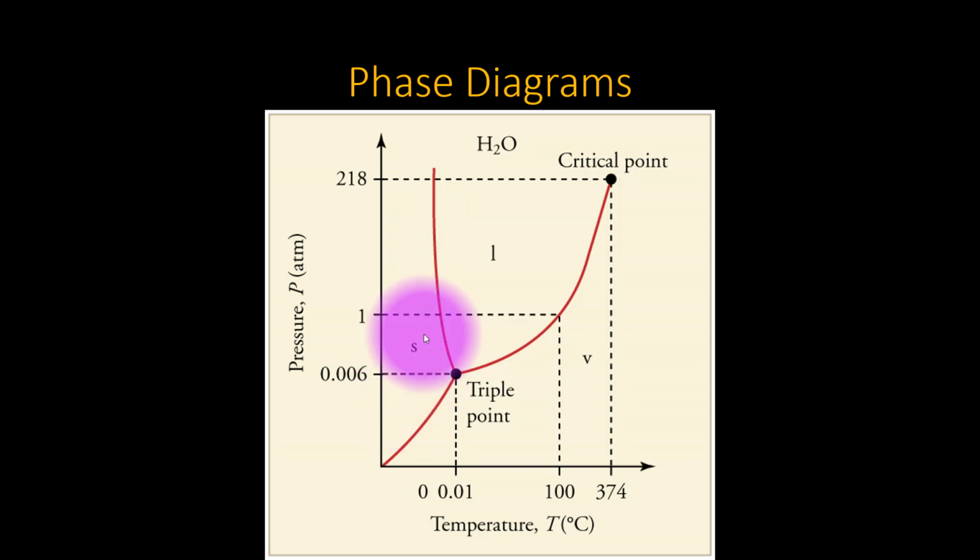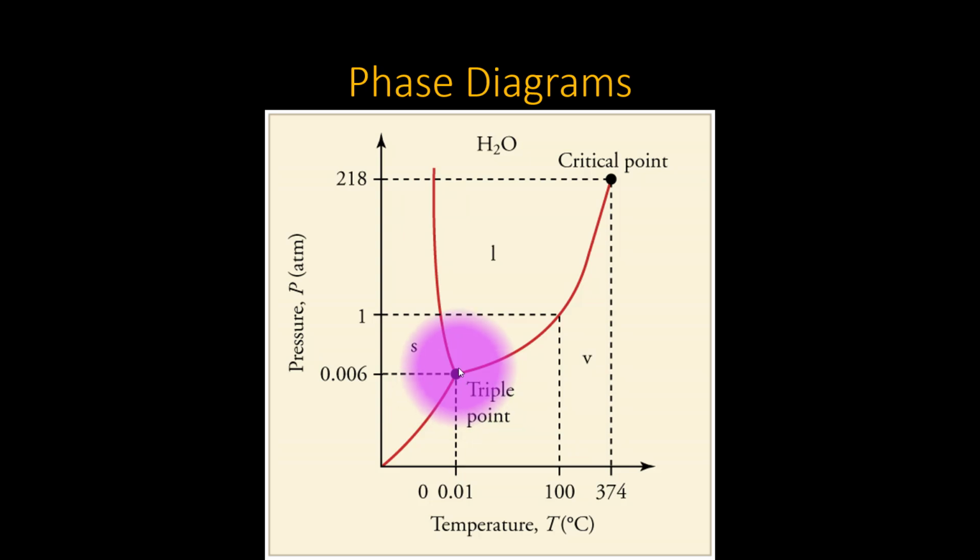If you keep the pressure constant but increase temperature, that's the same as traveling horizontally on the graph. You move from a solid to a liquid, and if you keep heating it enough, you go from a liquid to a vapor or a gas. No surprise there. A couple of interesting points on the phase diagram.